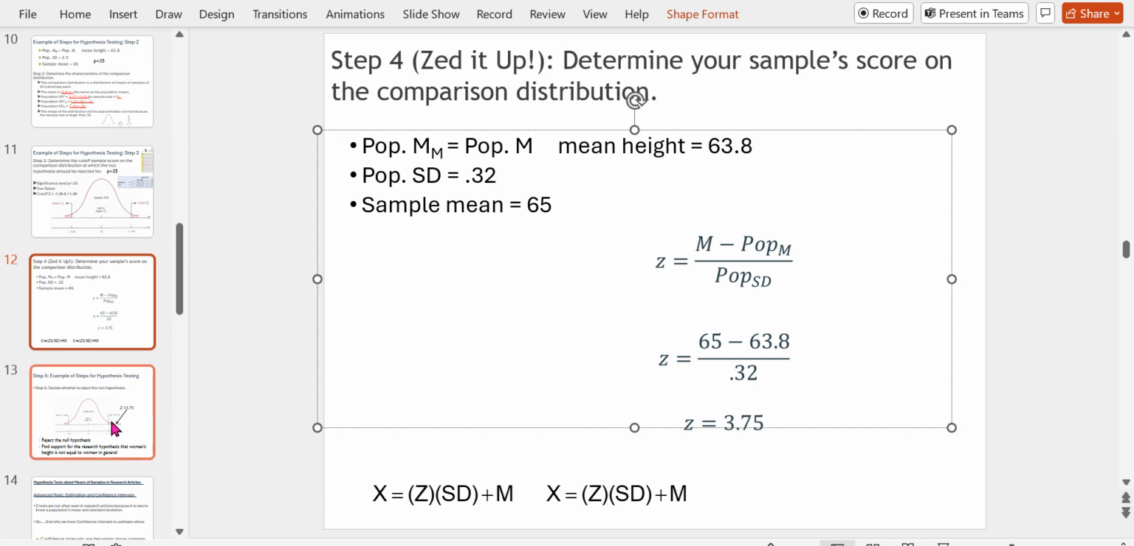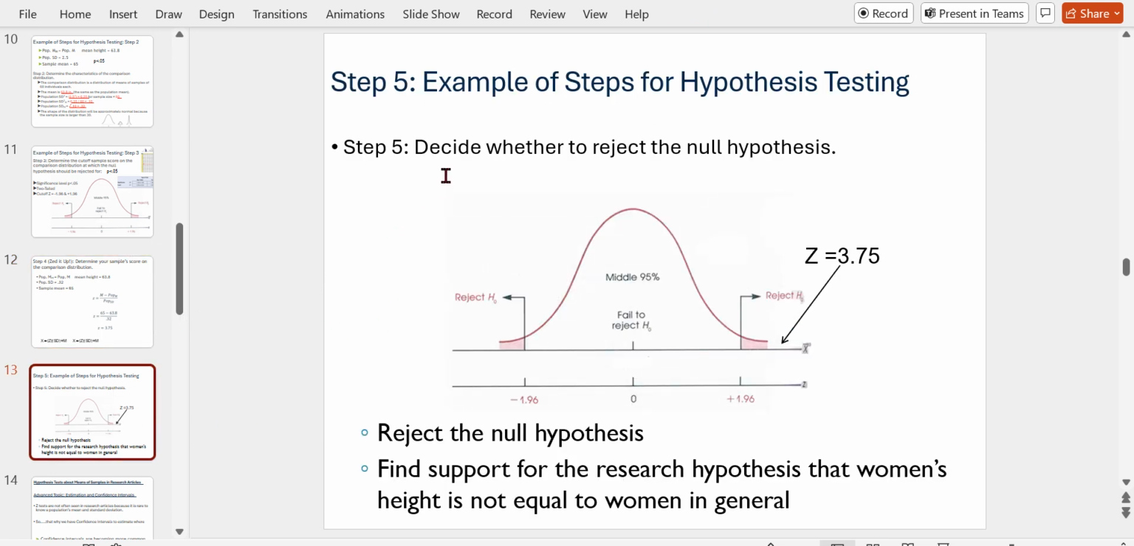Now, what does all that mean? Step 5, this is where we decide to reject or accept. And you'll see here 1.96, 3.75, positive 3.75. That's way out here. So we have to reject the null hypothesis, and the findings there support that there is a difference in these two populations. Okay.